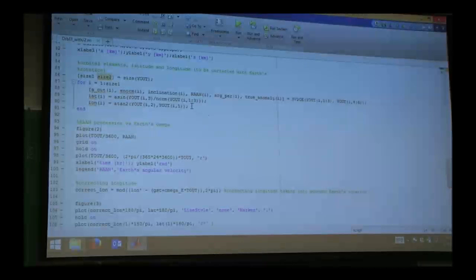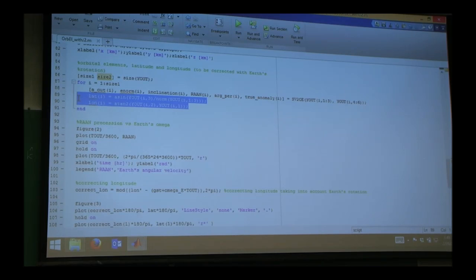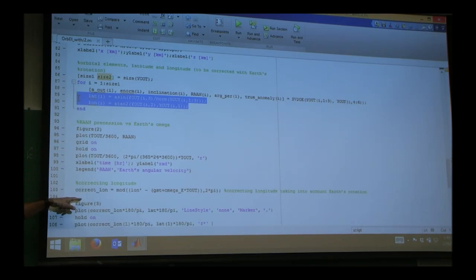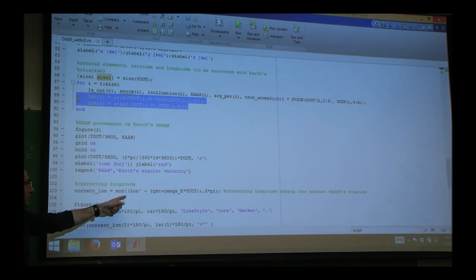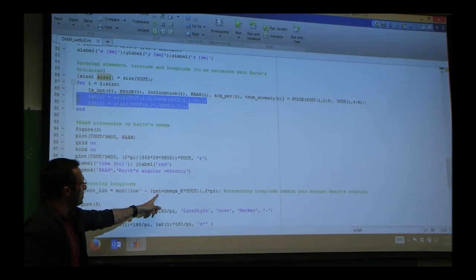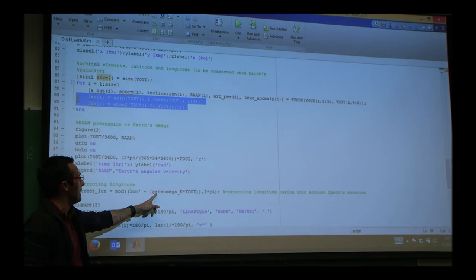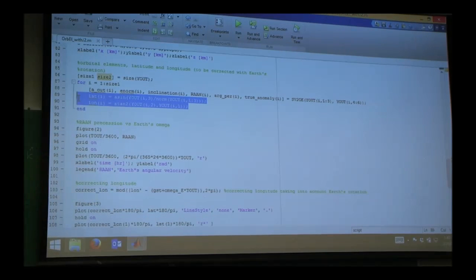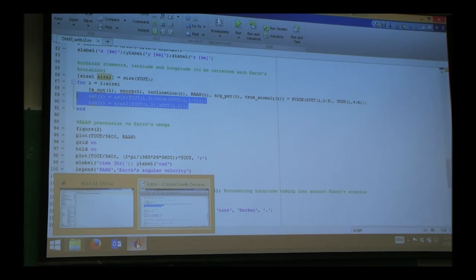I compute here exactly what I told you before, latitude and longitude, without even caring about the planet rotating. So I just do an arc sine and arc tangent. And then I correct the longitude with this operation. I subtract from the longitude the position of the Greenwich meridian at that time, plus how much time goes by after that times the angular velocity of the planet. The modulus operation just gives me a result between 0 and 2 pi. I don't want to go above 2 pi because it doesn't make any sense.